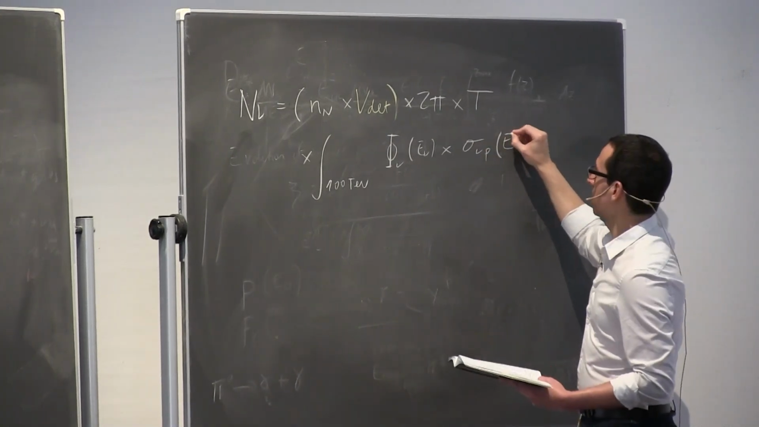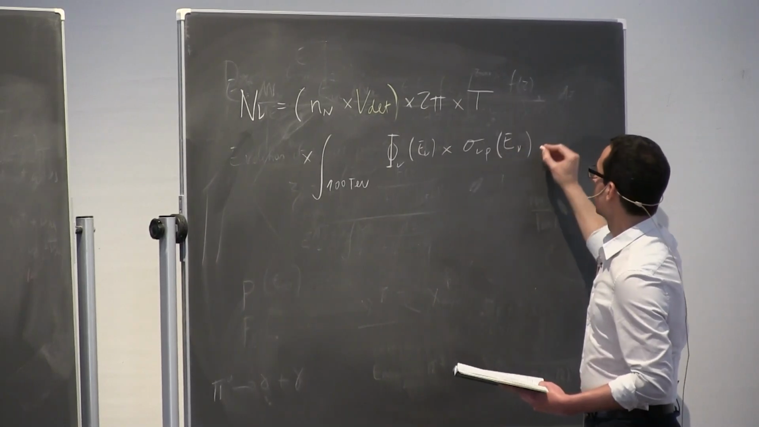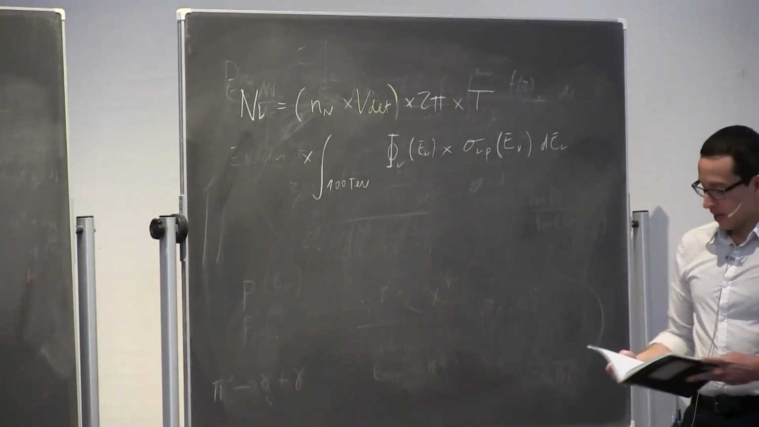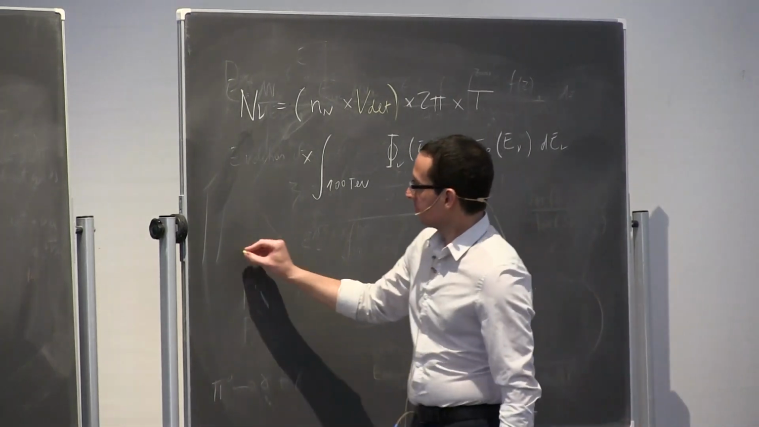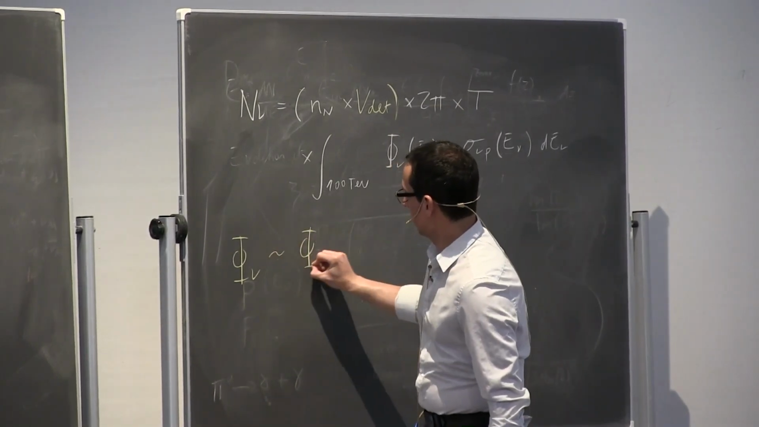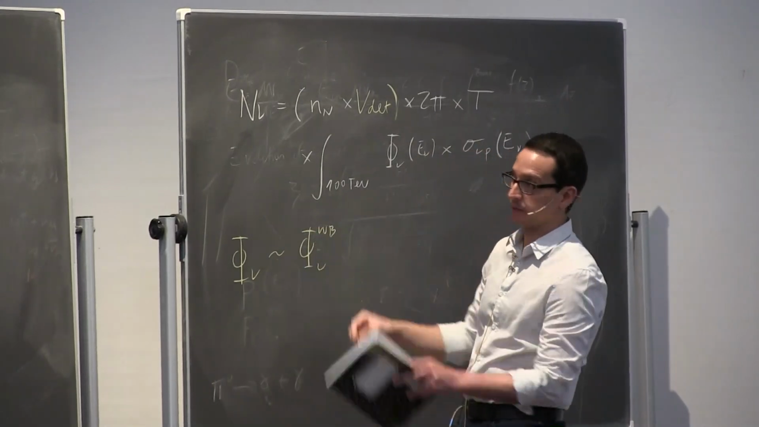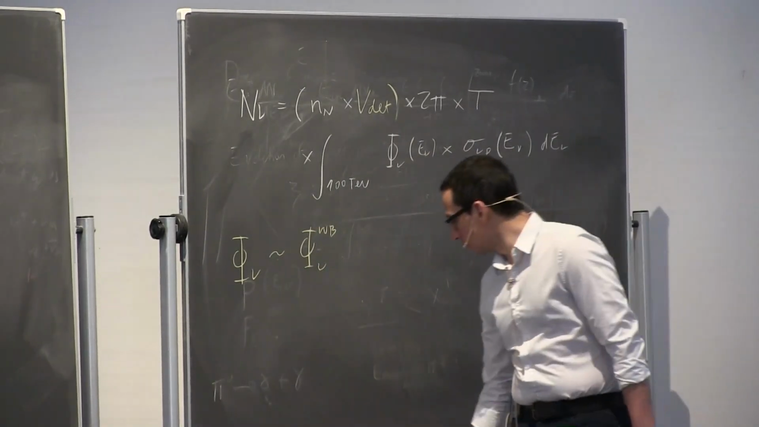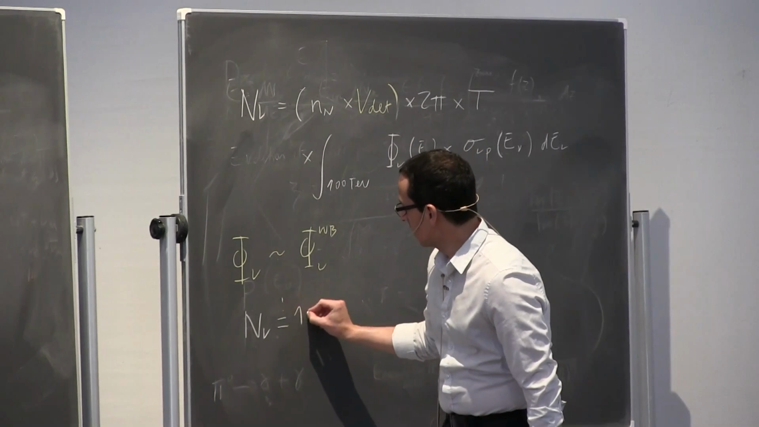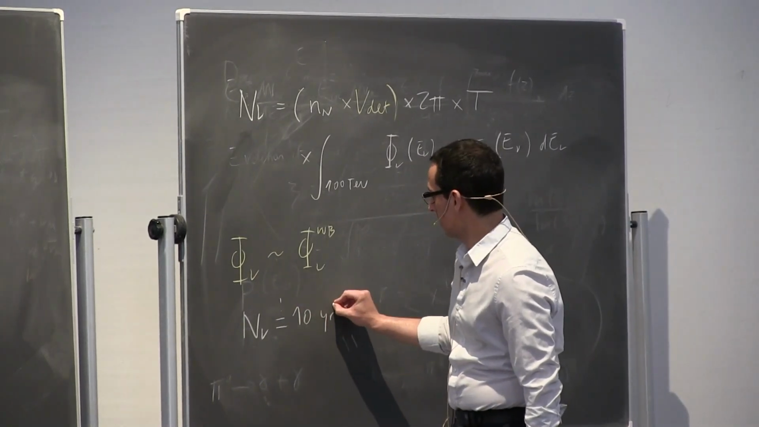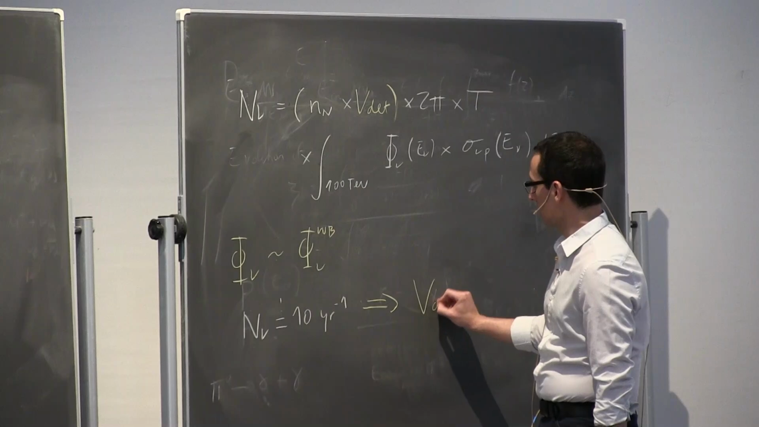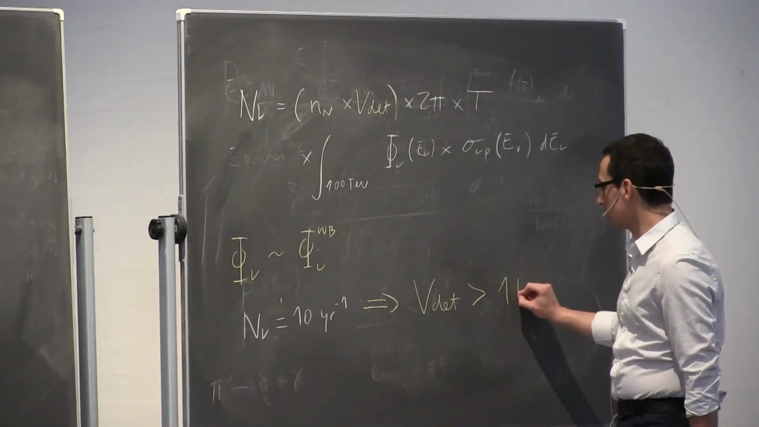And this is a deep inelastic scattering cross-section. At these energies, the neutrino will interact with one of the gluons or the quarks inside the proton or a neutron. So if you were to plug in for the flux the Waxman-Bahcall upper limit, so 2.5 times 10 to the minus 8, and you demand that you get 10 neutrinos per year, then it turns out that you need a detector that has a size greater than about 1 cubic kilometer.